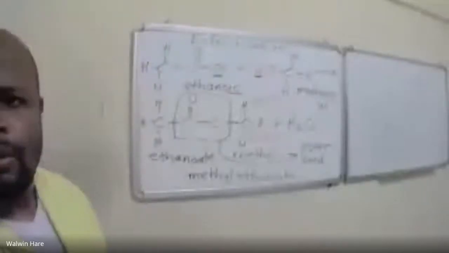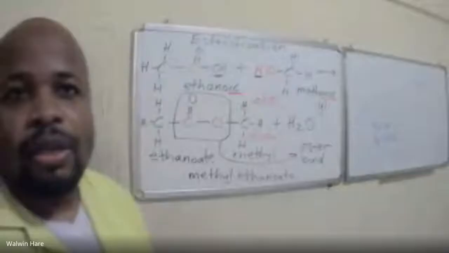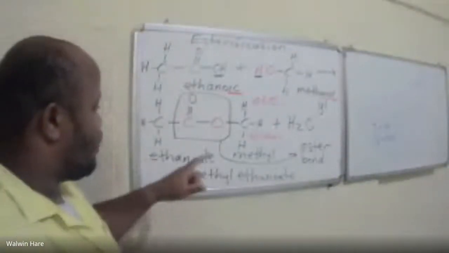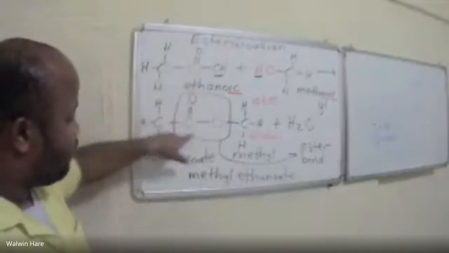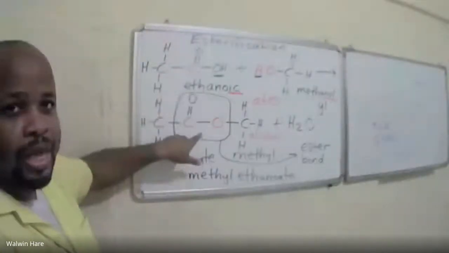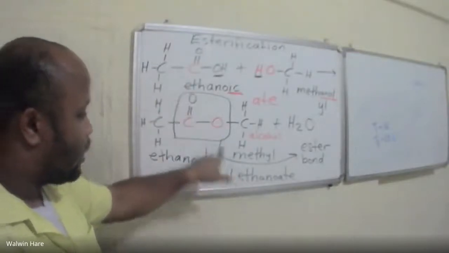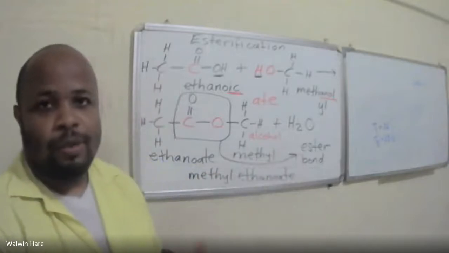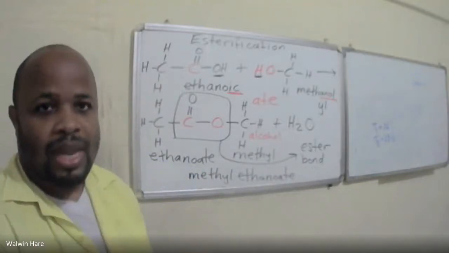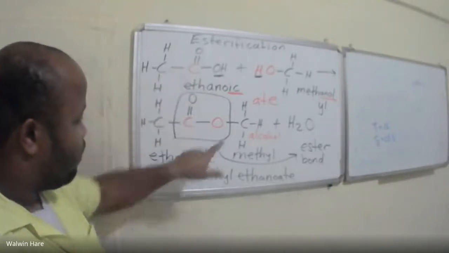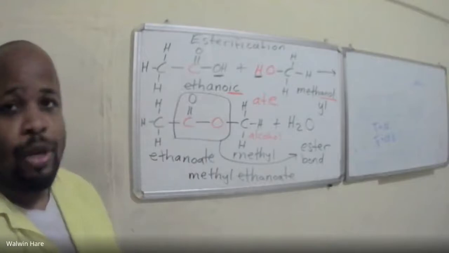Single bond O, that is your extra bond. Right, I was saying this portion that I just highlighted, C double bond O, single bond O, is called the ester bond. So sometimes you will be asked to highlight the ester bond. So it is C double bond O, single bond O. That is the ester bond.